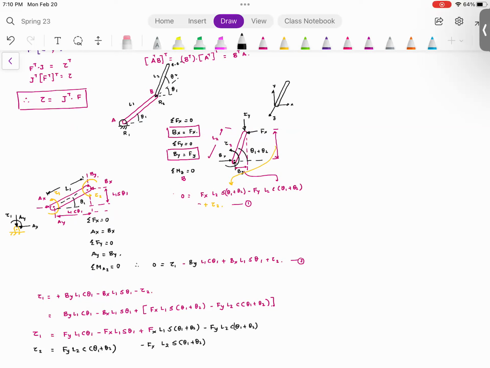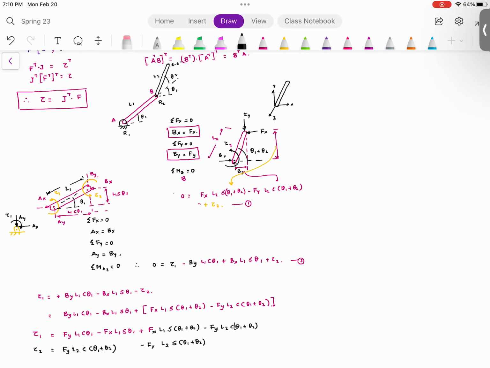I substituted the value of tau 2 from equation 1. Everyone understood this? And then I substituted the value of dy and the value of dx. Please note, Vx is equal to Fx, Vy is equal to Fy. Everyone understood this? And at the end, I got these two big equations. Are you with me?